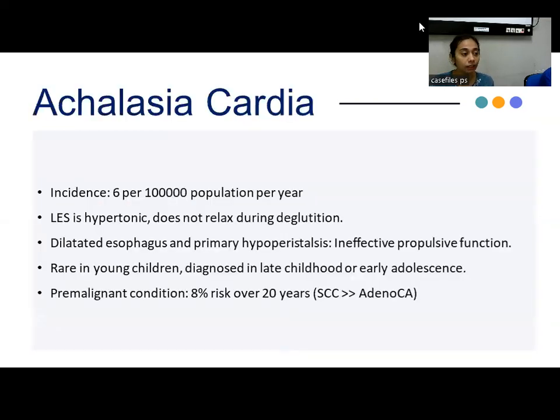Coming to achalasia cardia, the incidence of which is 6 per 100,000 population per year. The LES is hypertonic in this condition and does not relax during deglutition. Dilated esophagus and absent peristalsis result in ineffective propulsive function. It is rare in young children and diagnosed in late childhood or early adolescence. It is essentially a pre-malignant condition and has a risk of 8% over 20 years since diagnosis, more commonly squamous cell carcinoma than adenocarcinoma.